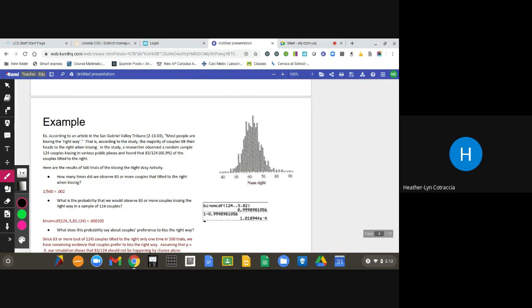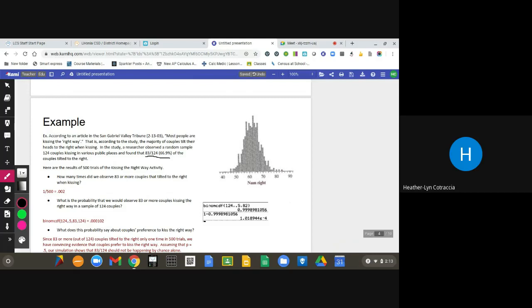So somebody sat there. Wouldn't you love to be this observer or this researcher? They sat there and they observed people kissing. And they just noticed which way they tilted their head, whether they tilted their head to the right or to the left. And they found that 83 out of 124, or 66.9% of the couples, tilted their head to the right. So then they said, well, is that weird? Is there a preference? Can we say that that is unusual or not?